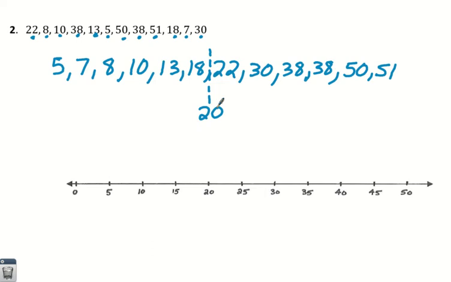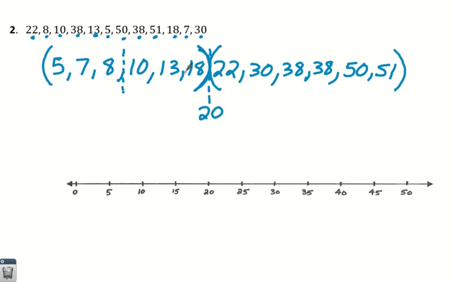Now, the lower half of the data starts here. The 18 is included in the lower half of the data. The 22 is going to be included in the upper half of the data. All right? So let's find the lower median now. How many numbers are here? 1, 2, 3, 4, 5, 6. So that means there's going to be 3 of them, and then the other 3.